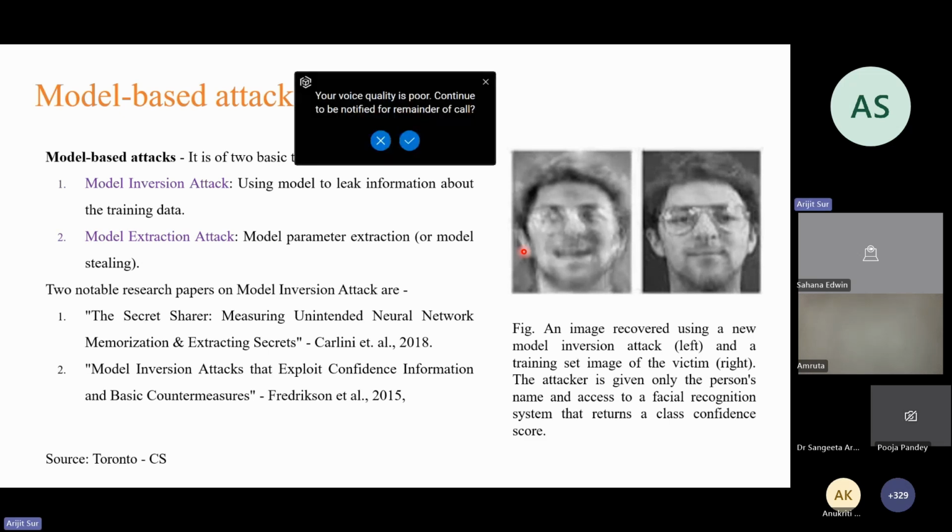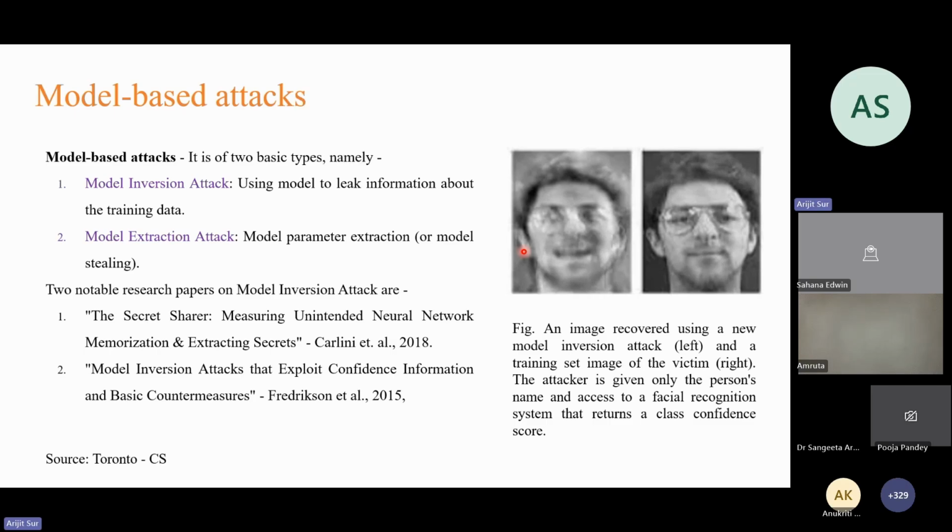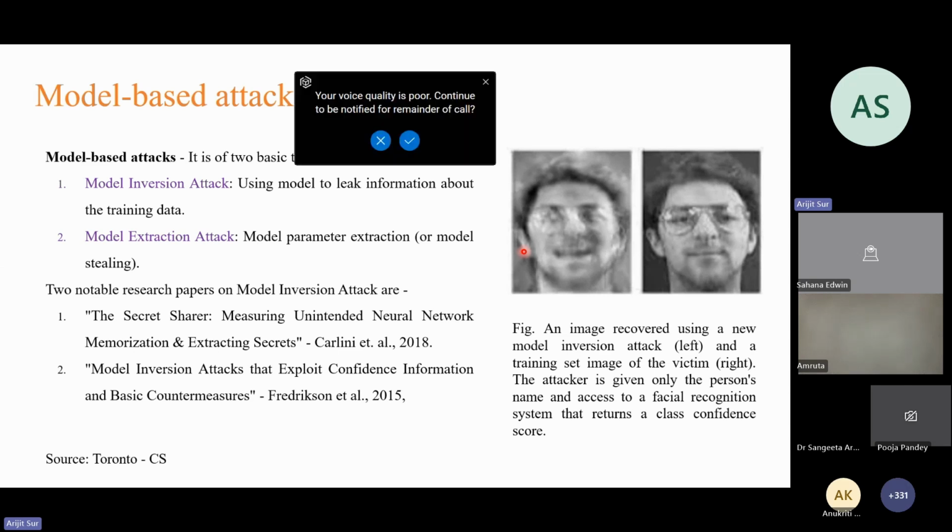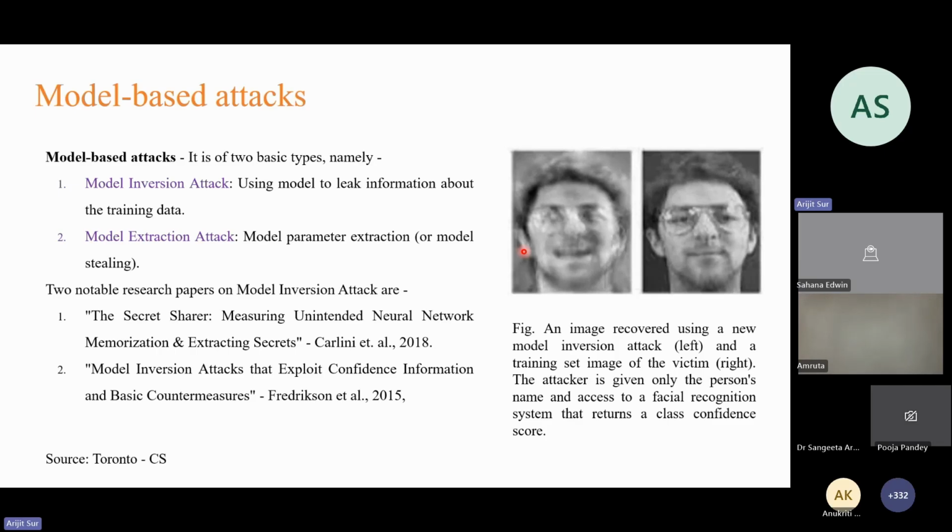So what do we mean by model inversion? By leveraging the input and output of a model, can we get some information about the training data? If we can do this, by this training data we can mount an attack, and this is called a model inversion attack. So an image is recovered using model inversion. The left is basically the recovered image, obtained by attacking the model, and the training set image of the victim.